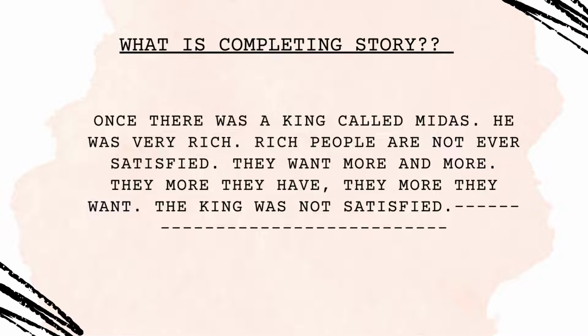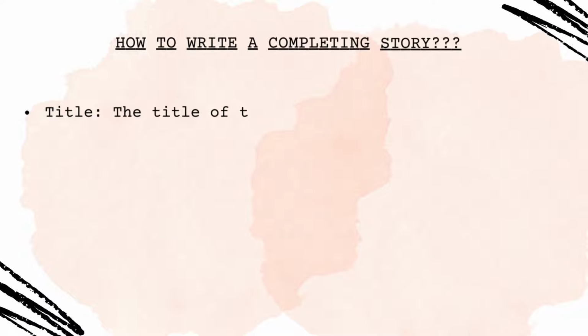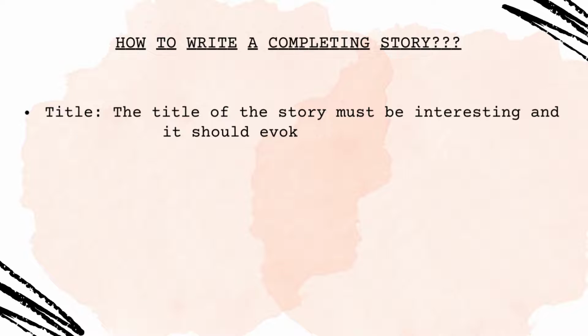Once there was a king called Midas. He was very rich. Rich people are not ever satisfied. They want more and more. The more they have, the more they want. The king was not satisfied. We have to complete this type of incomplete story, and it's called a completing story.